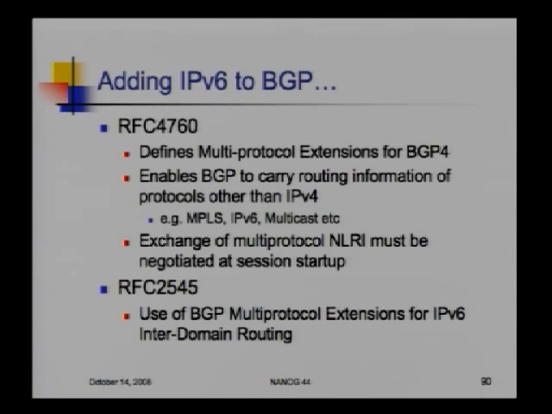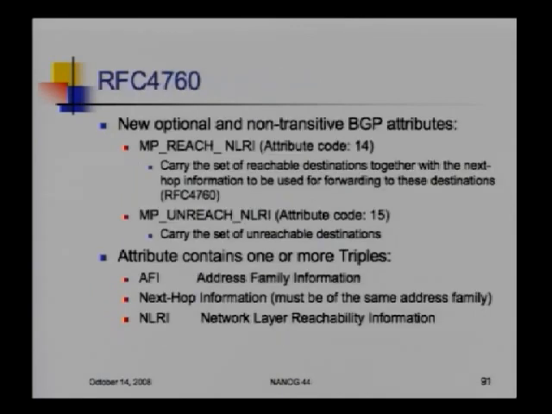2545 actually specifies what the extensions are to handle v6. So 2545 is quite a low number, so it's been quite a while ago. It's probably about 96, 97, thereabouts. Basically when the 6-bone fell to pieces, as far as I remember, when it was using RIP-NG, and so the BGP handling of v6 came out pretty quickly. So 4760 defines new optional non-transitive attributes. We've got this multi-protocol reachability NLRI and the non-reachability NLRI.